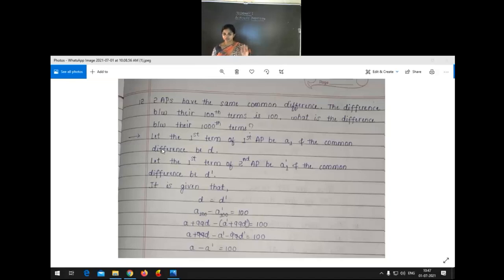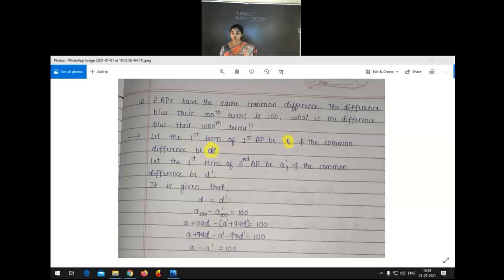So we are taking the first term of the first AP as A1. Here we are choosing the first AP. The first AP's first term we are taking as A1, and the common difference we are taking as D. Got the idea now? So now we are talking about the first AP. Its first term we are fixing as A1, and its common difference we are denoting as D.